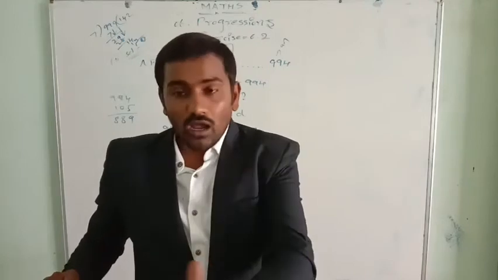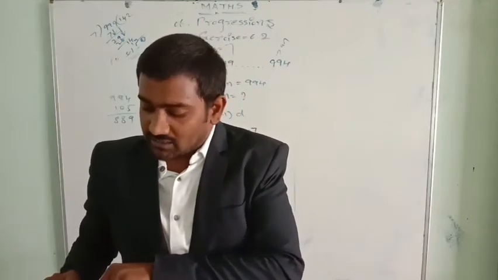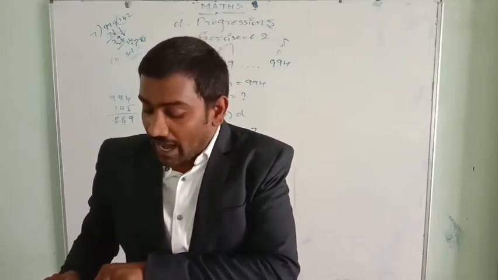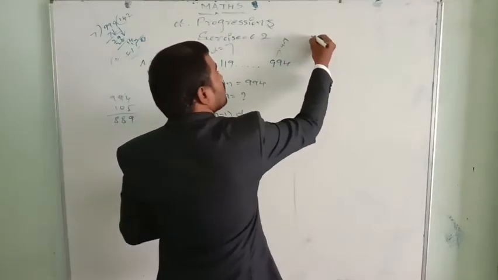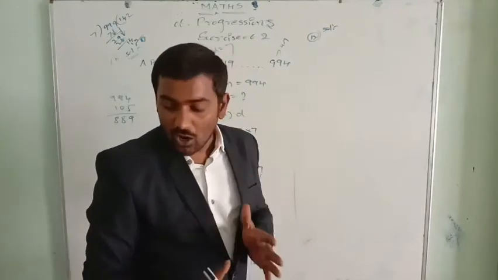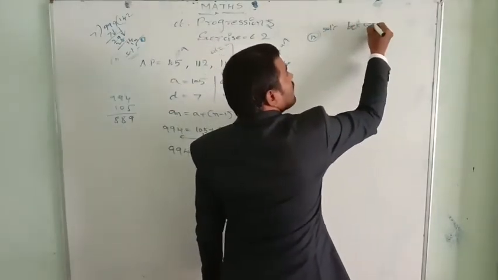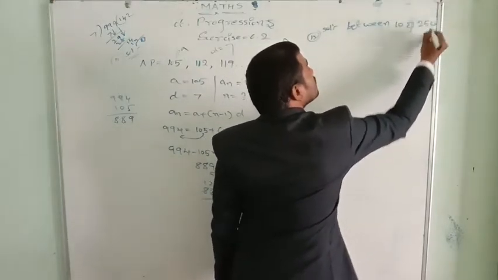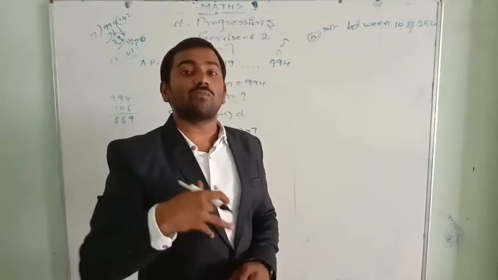How many multiples of 4 lie between 10 and 250? So this is the 12th question. How many multiples of 4 between 10 and 250? That means the numbers divisible by 4.